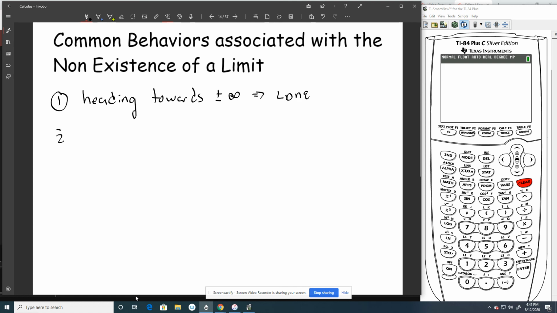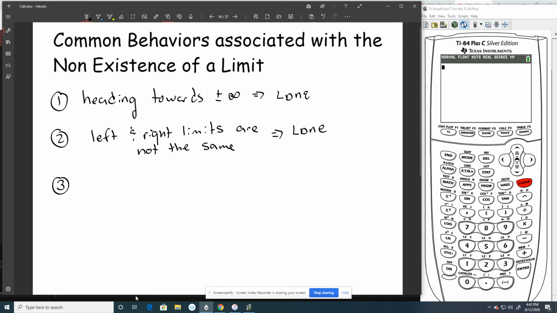Okay? The second thing to watch out for is if the left and right limits are not the same. I'm getting ahead of myself. If the left and the right limits are not the same, then we can say that the limit does not exist. A left limit and a right limit exist, but a limit doesn't exist that has both.